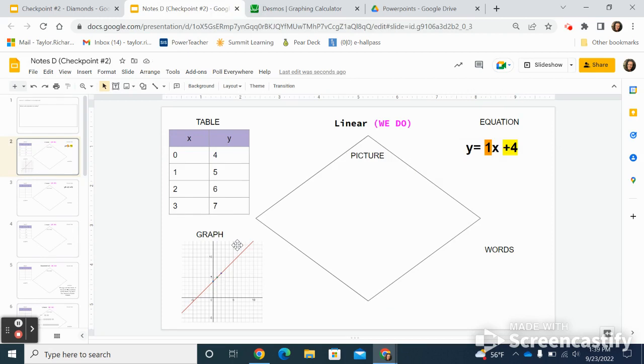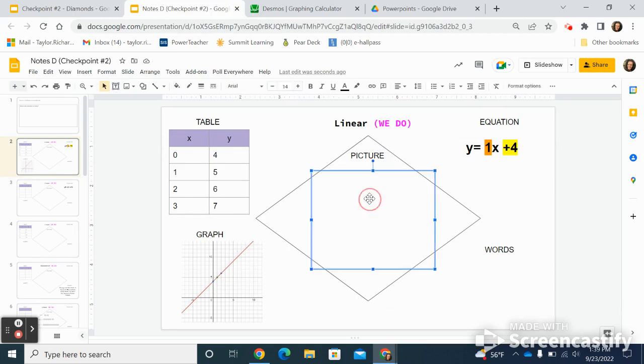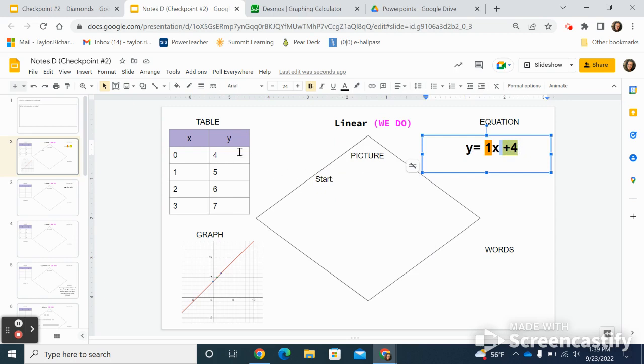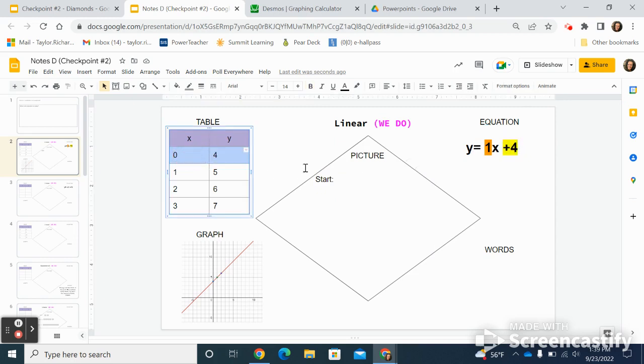So next we're going to go to the picture. Your picture needs to be a visual. It's got to show how it's changing. So we're always going to start with the word start. So go ahead and type the word start. And you need to ask yourself, what is my starting value again? Well, remember, it's 4. We put it in our equation, in our table, it's 4.